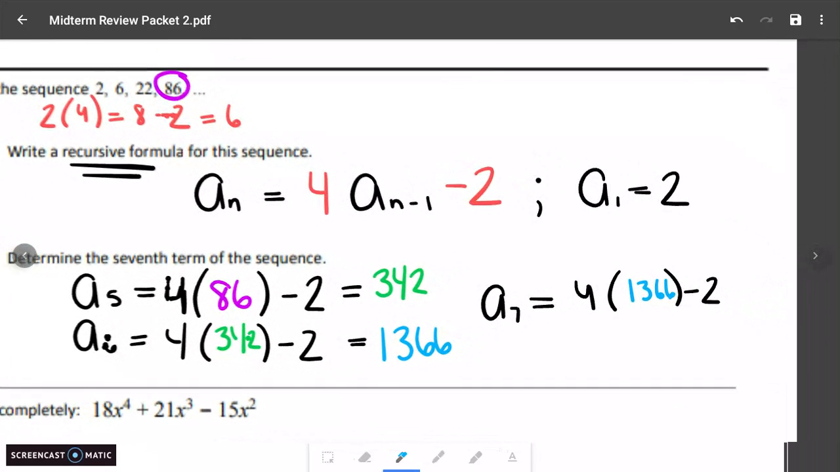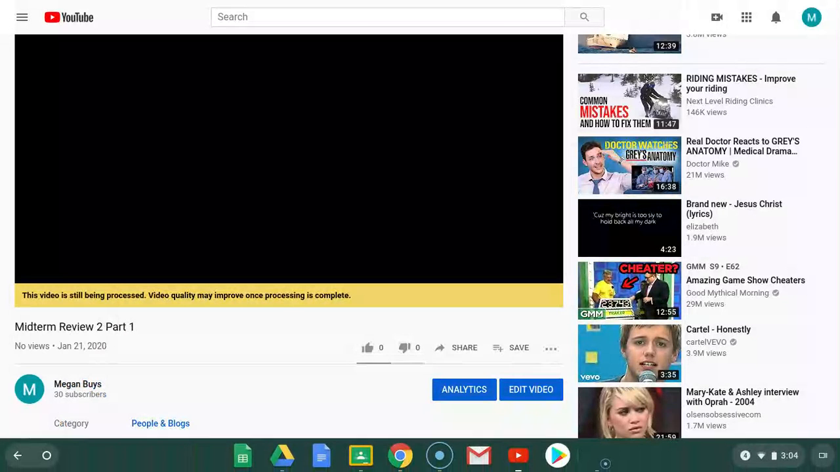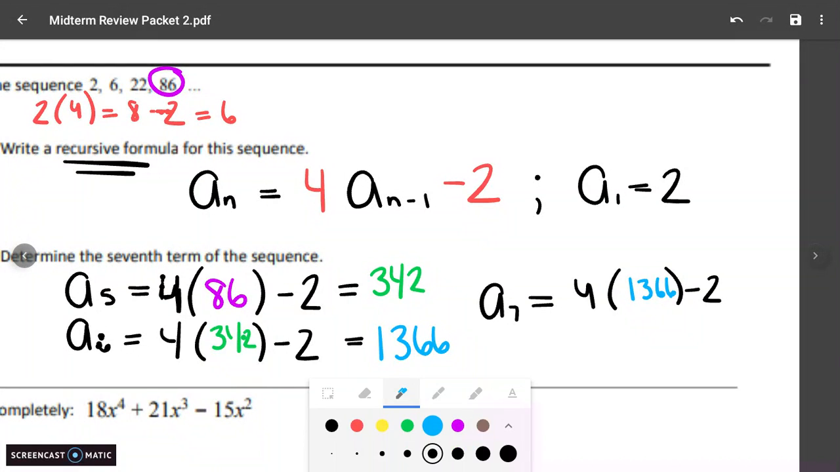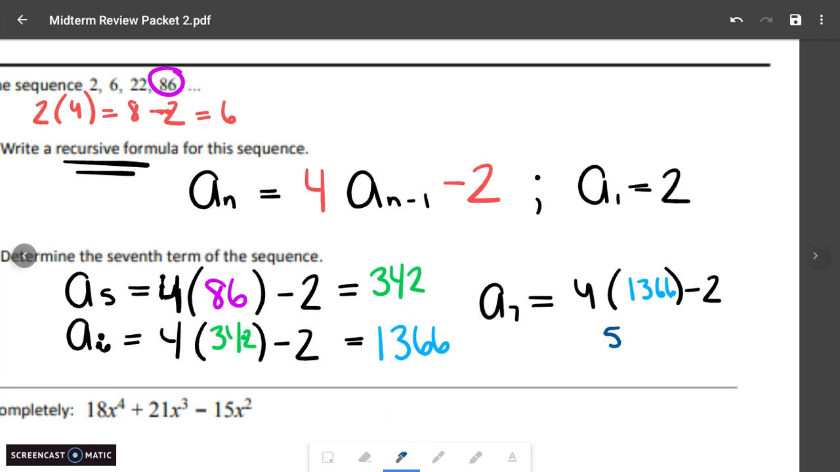Sorry, part 1 got caught off a little bit, but where we left off, we were plugging in 1,366 for that 7th term. So when we times that by 4, we get 5,464. And when we subtract the 2, we end up with... Okay, so that's our 7th term there. Okay, so remember, we always have to plug in.